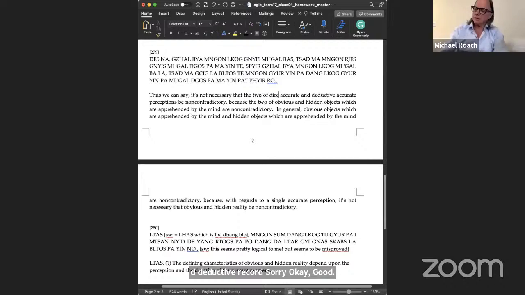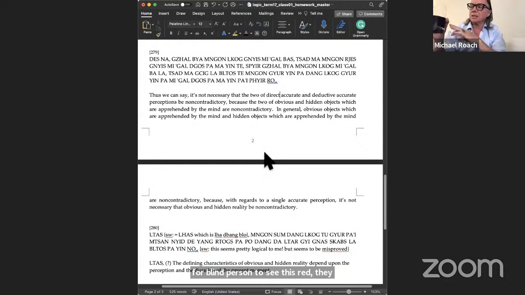In other words, this red color can be obvious or hidden. To a blind person, it's hidden. To a person with sight, it's obvious, right? So being obvious and being hidden are not contradictory with one object. It just depends on different people. But for a blind person to see this red, they have to use logic.